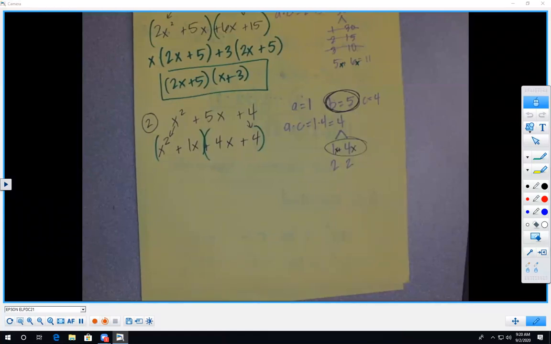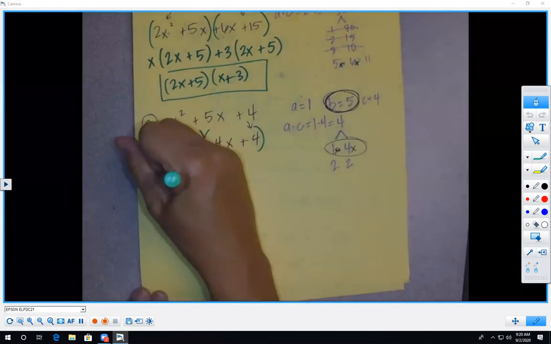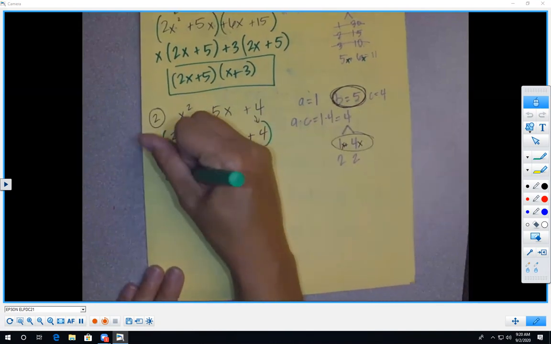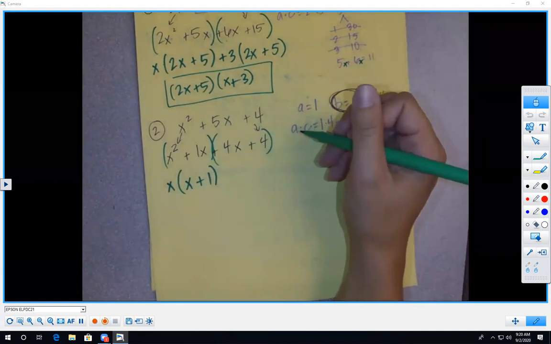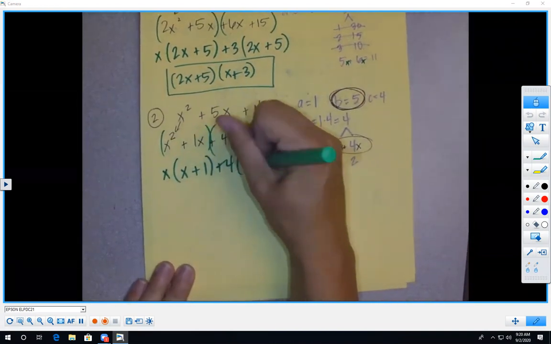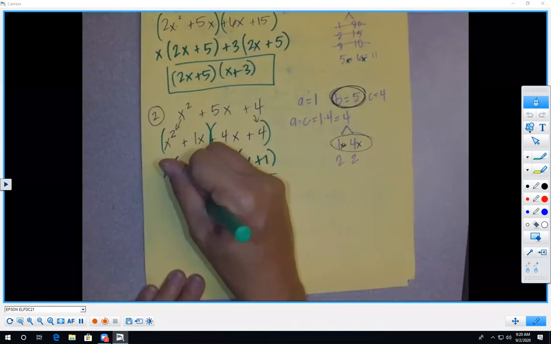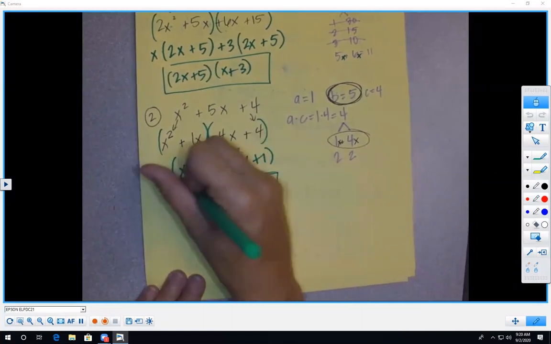Okay, the first two, what can you pull out of the first set of parentheses? An x. X squared plus 1x. Those both have an x in common. When you take out an x, what's left over? X plus 1. For the next two, 4x plus 4, what's the greatest common factor there? 4. When you pull out a 4, left over is x plus 1. And so then x plus 1 is in common, and left over is x plus 4.